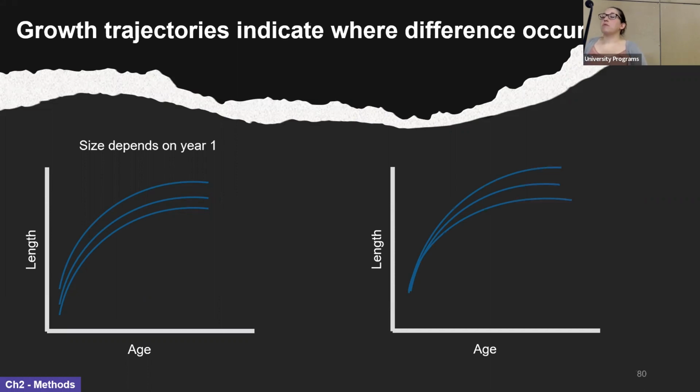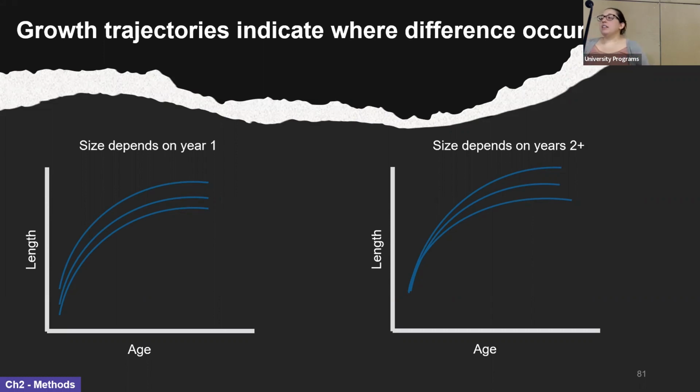Or if you look at the example plot on the right, the trajectories or growth rates could be different, but with the same starting point. And this means that the cohorts start out at the same length, but the differing growth trajectories indicate that the variation in growth is happening later in life.